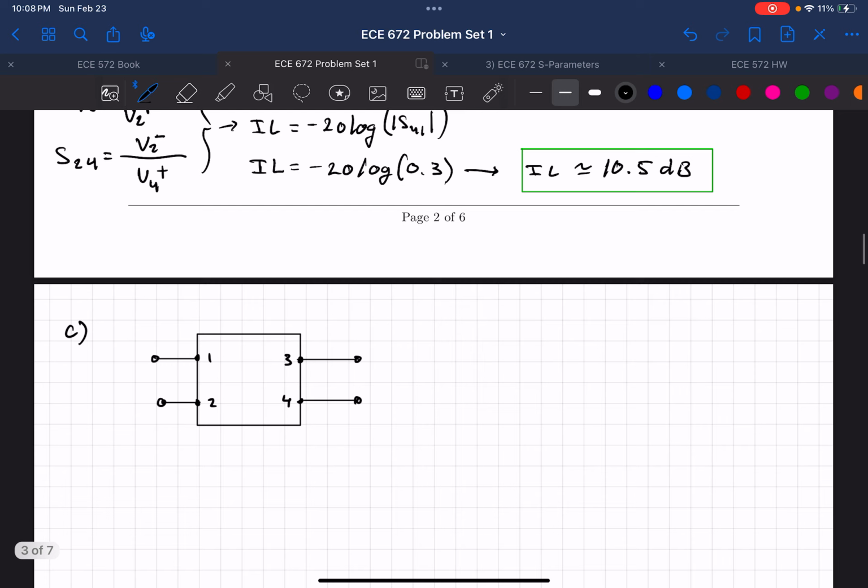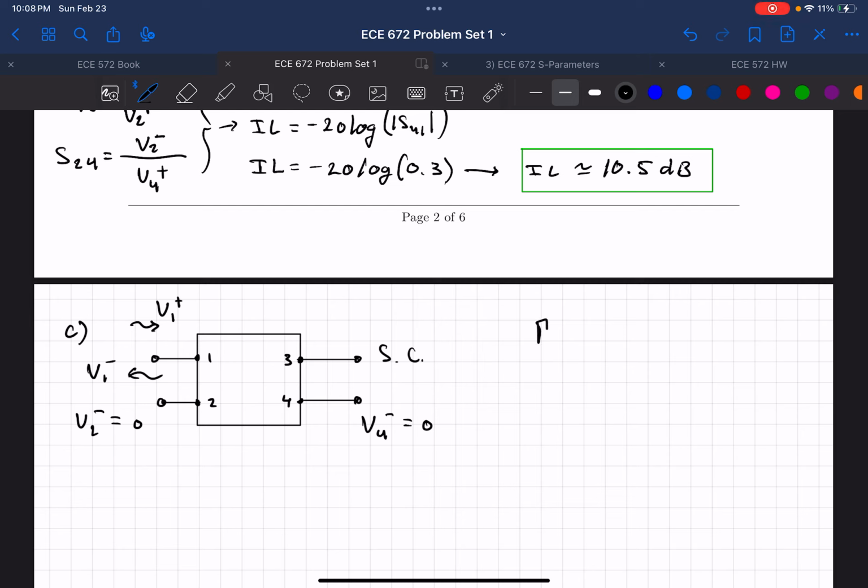So this one, port 3 is short-circuited. All other ports are terminated with match load, so V4 minus is 0 and V2 minus is 0. We have a signal coming into port 1 and a signal coming out of port 1, right? We can call this V1 plus, V1 minus.